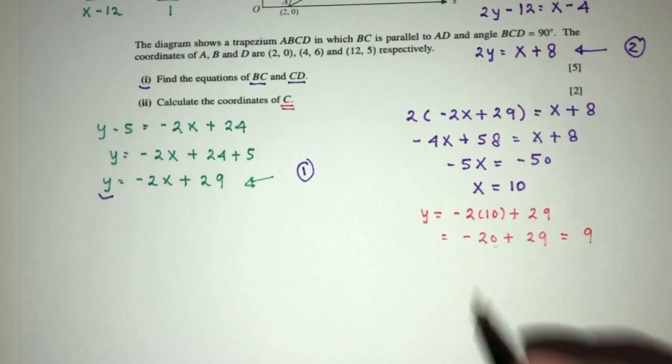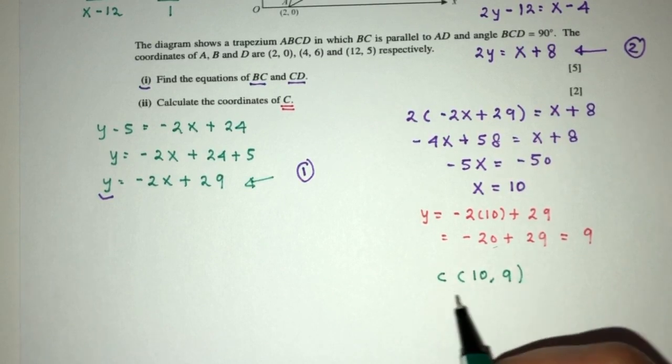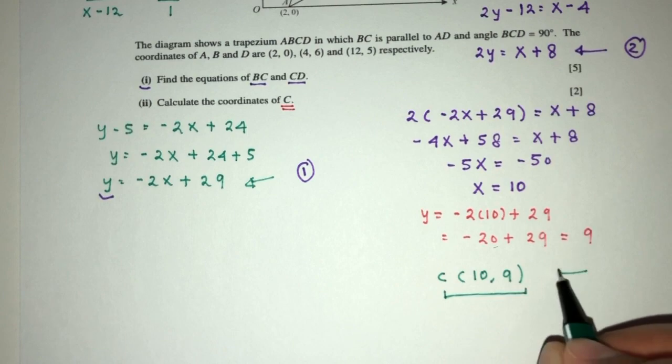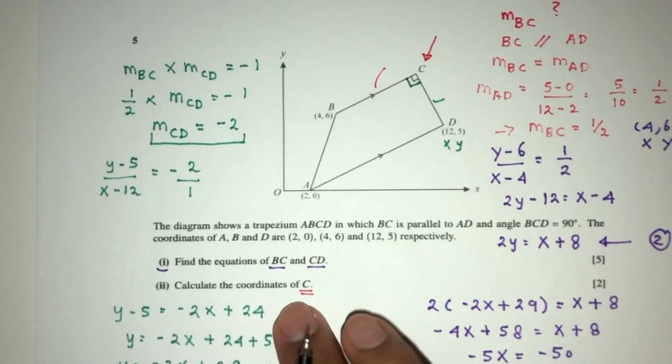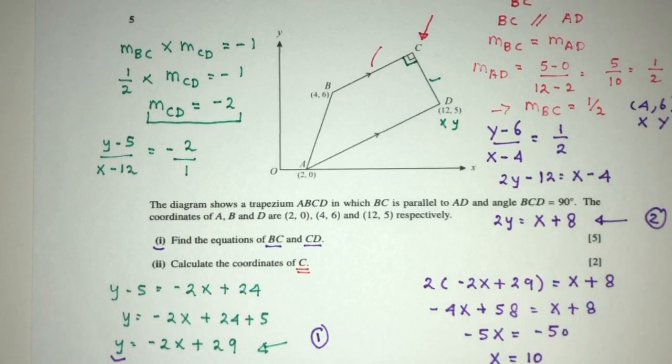Okay, so let's write out the point. The point C will be: the x value is 10 and the y value is 9. That will be my passing point, the coordinates of C. And that will be a question involving coordinate geometry.